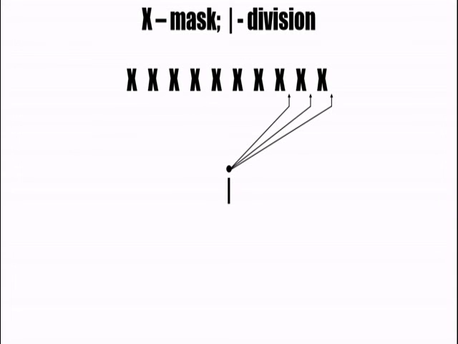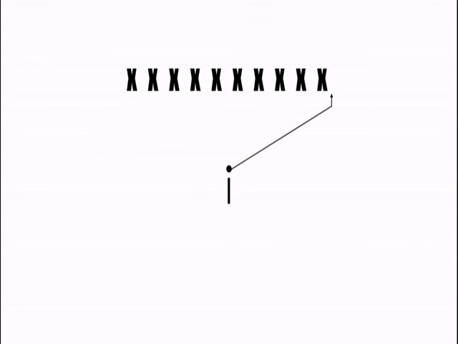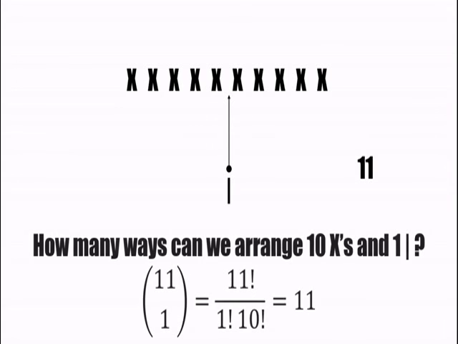The X's or masks before the bar go to the first nurse, and the X's after the bar go to the second nurse. So if we put the bar here, the first nurse would get 10 masks and the second would get 0. Similarly, if we put the bar here, the first nurse would get 5 masks and the second nurse would get 5 masks. There are 11 ways to put the bar between the X's, so again, we count 11 ways to distribute the 10 masks to 2 nurses.